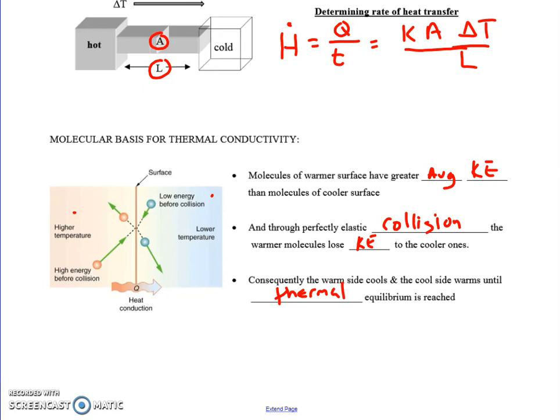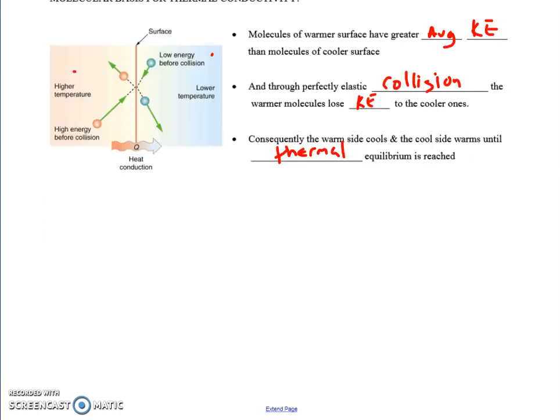So as long as molecules on the cool side are on average lower kinetic energy, they're going to gain kinetic energy on average from collisions, while the hotter ones lose it until they're at thermal equilibrium, by which there's really going to be no net flow one way or the other. Okay, so you want to be able to explain that in a simple outline.